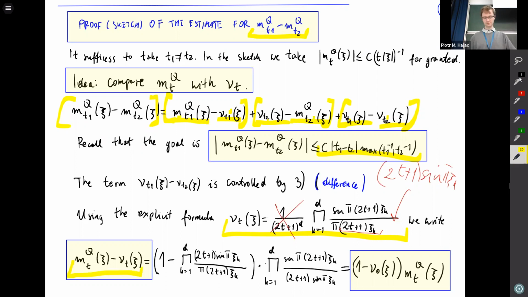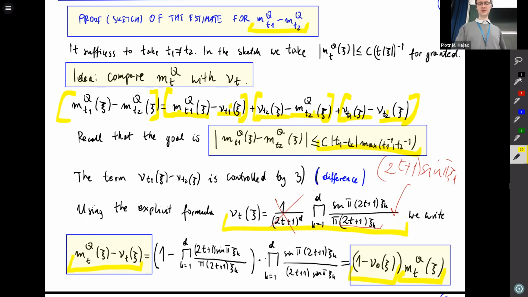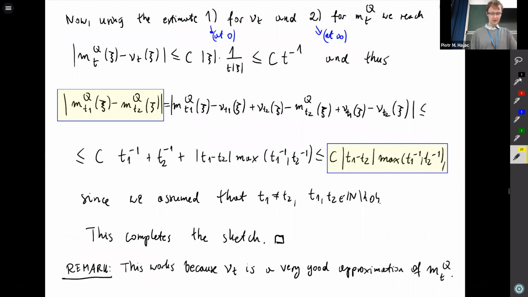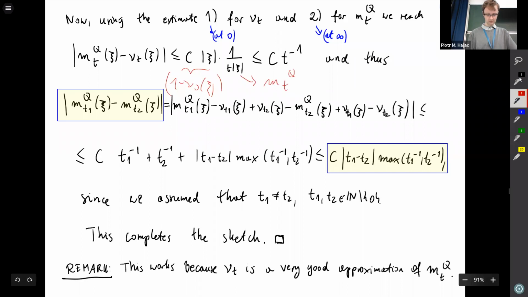Then you make some computation. It turns out that it is the initial thing, M_t^Q of psi, the discrete one, times the factor 1 minus mu_0 of psi. So we wrote an explicit formula for M_t^Q minus mu_t. Why is this formula useful? Well, because we know all the estimates for both M_t^Q and 1 minus mu_0 of psi. If you put those estimates together, you get that. So this comes from 1 minus mu_0 of psi, and this comes from M_t^Q of psi.